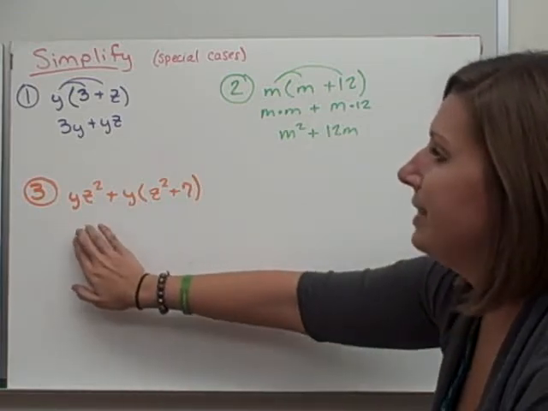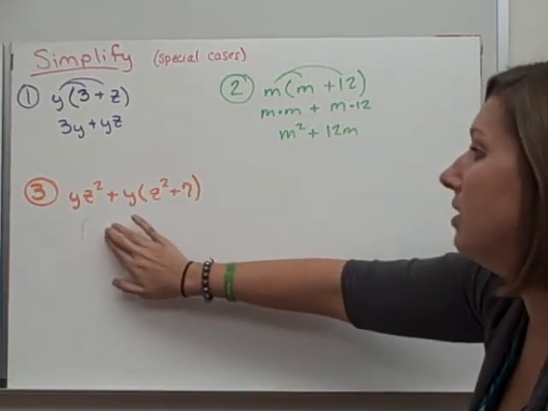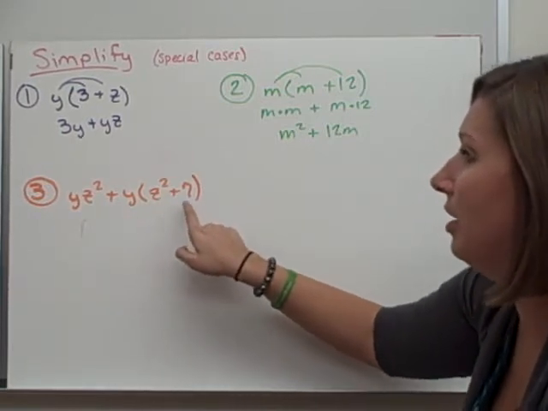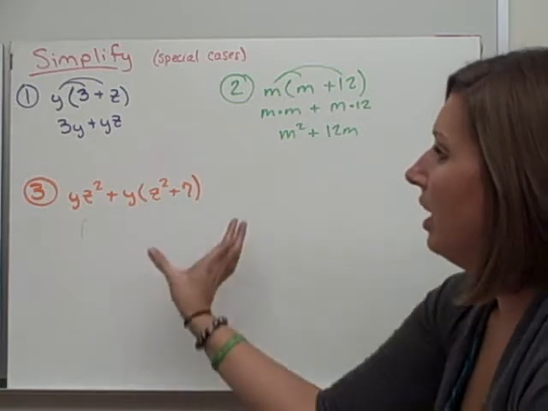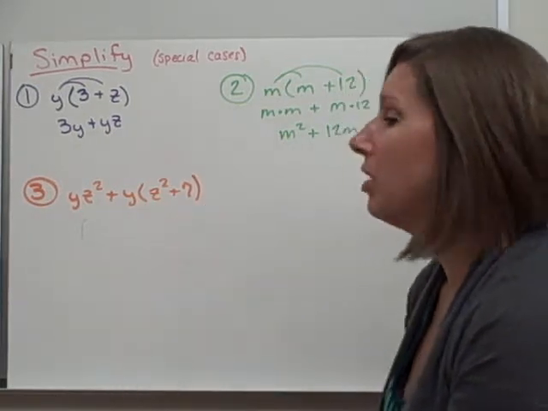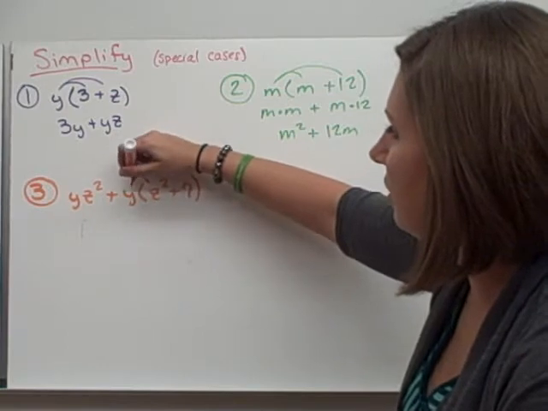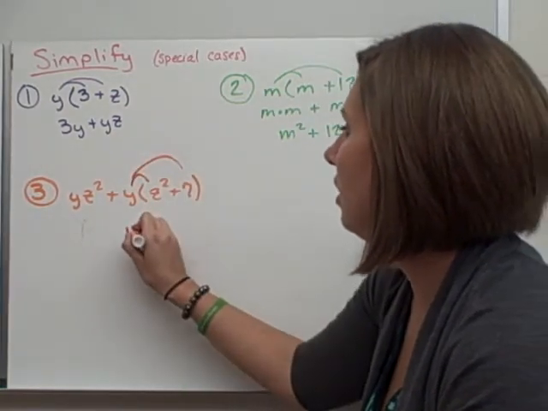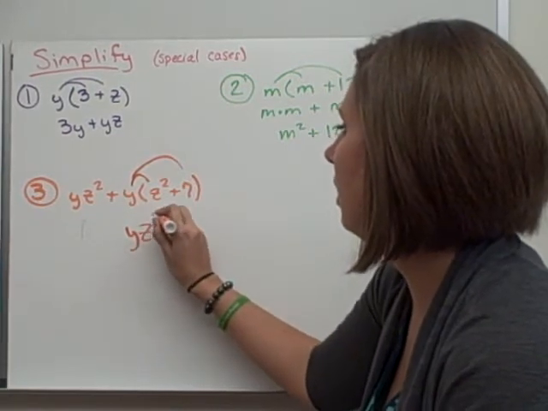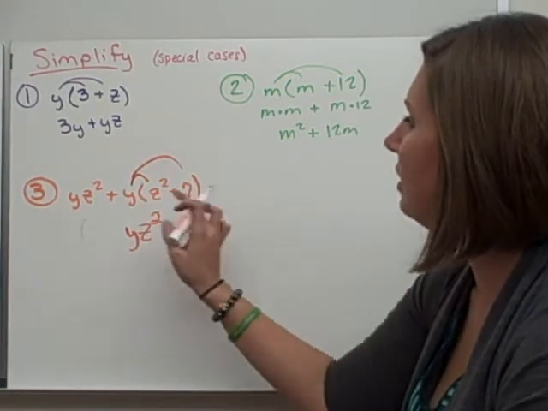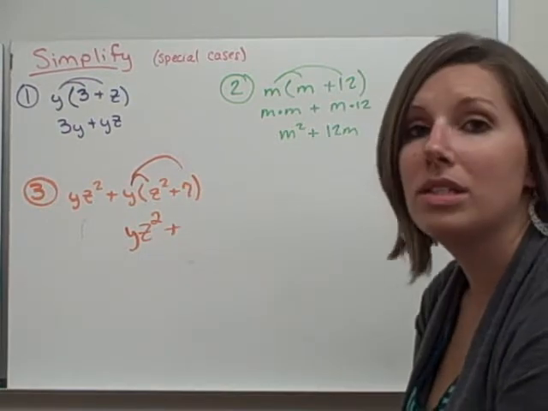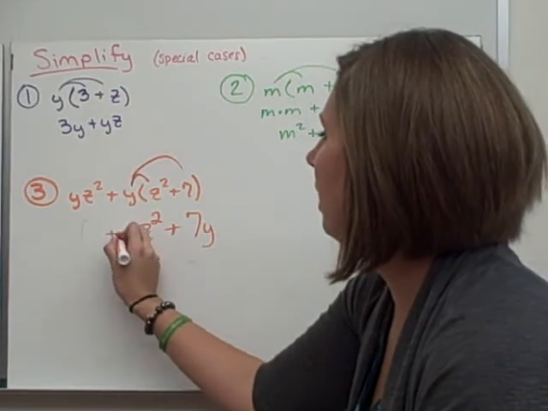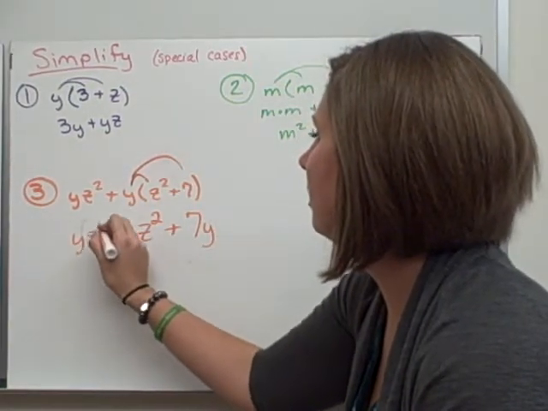We've got yz squared plus y times the quantity of z squared plus 7. So I've got to distribute first. So I'm going to draw my arrows. Y times z squared is just yz squared. Y times 7, that's just 7y. And then I'm going to bring down what I didn't use, yz squared.